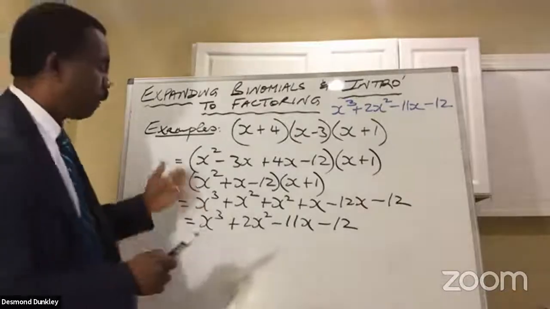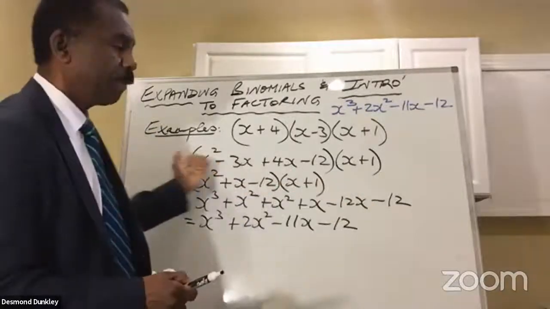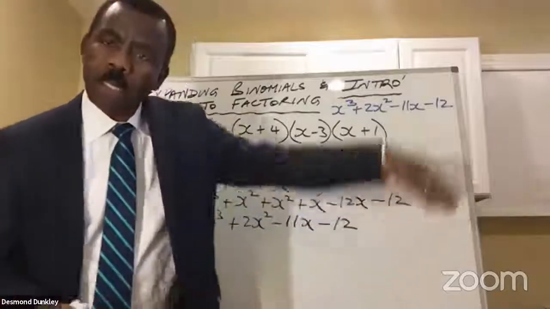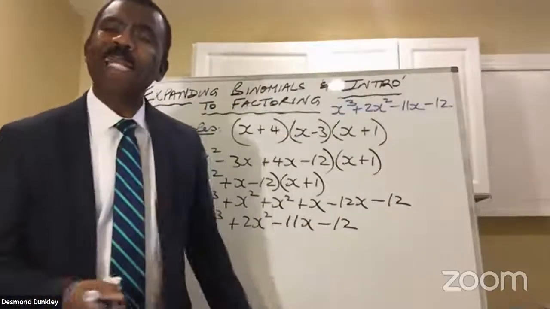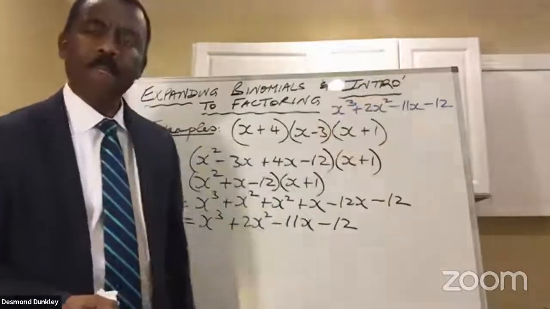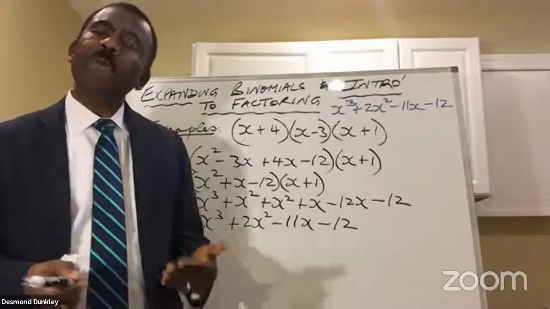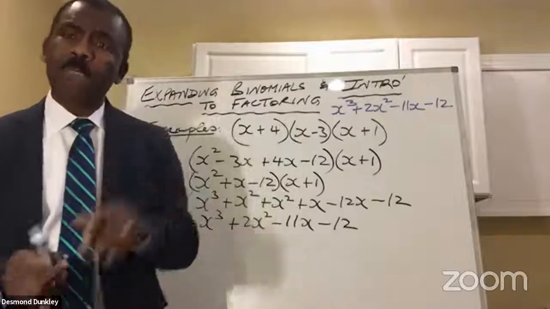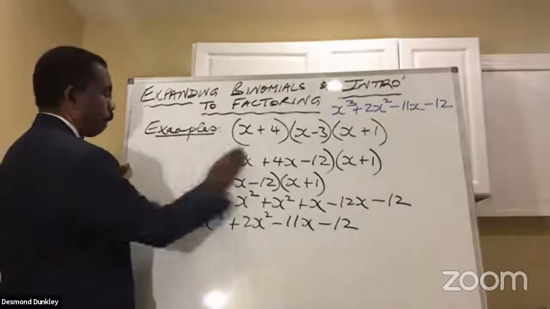This method of expanding where everything is just going across like that is called the linear method. This is called the linear method. But then there's also what is called the vertical method, which we'll discuss. Okay?